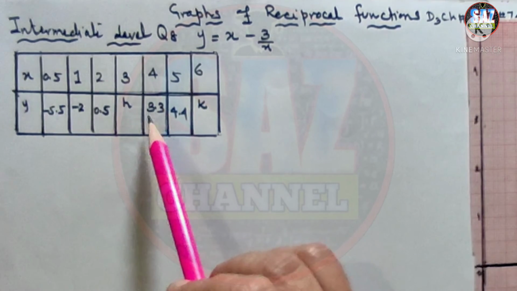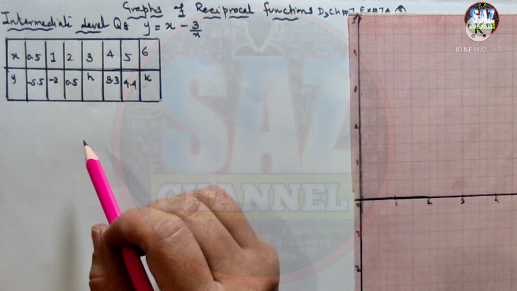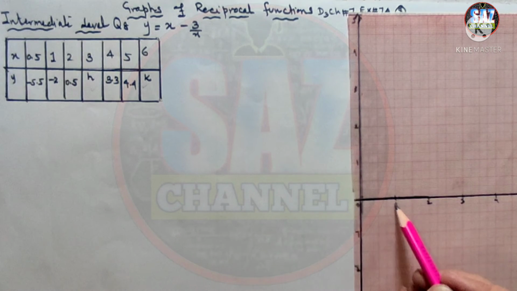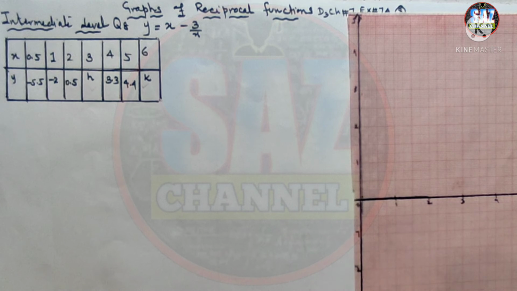The first requirement of the question is that we have to find the values of h and k. The second part is, using the scale 2 centimeters equals 1 unit for both axes, we have to draw the graph of y equals x minus 3 by x, where x lies between 0.5 and 6. Then we have to find the value of y when x is 1.6 and the value of x when y is minus 2.5. We'll be discussing those later. First, we have to find the values of h and k.